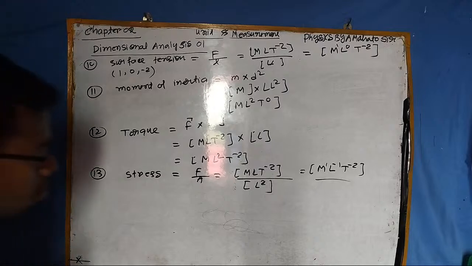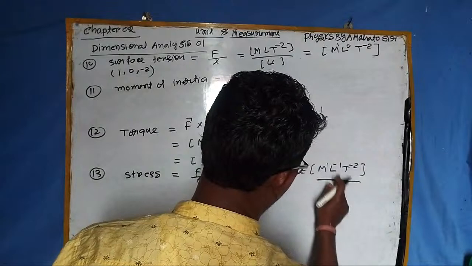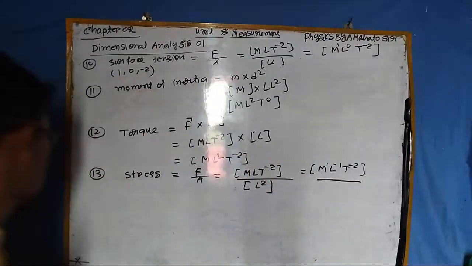So the stress dimension formula is M1 L minus 1 T minus 2.